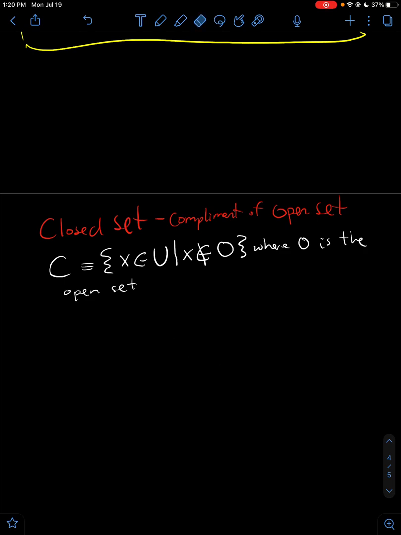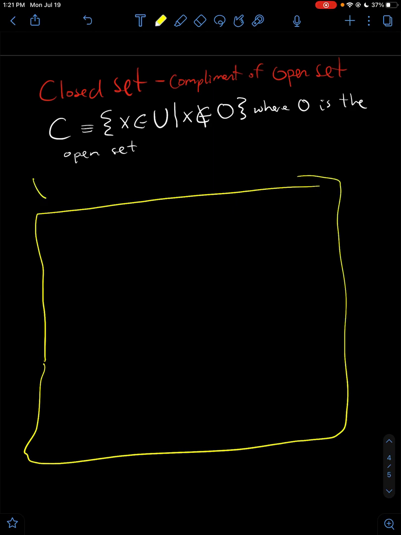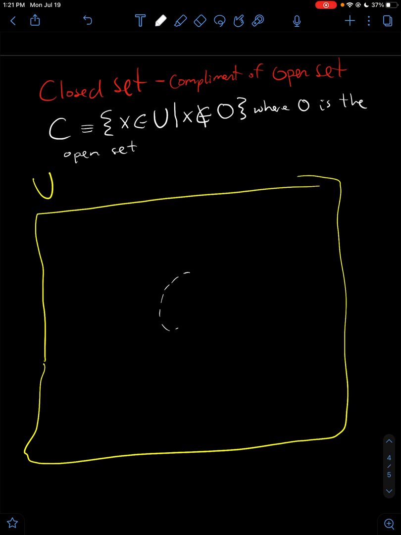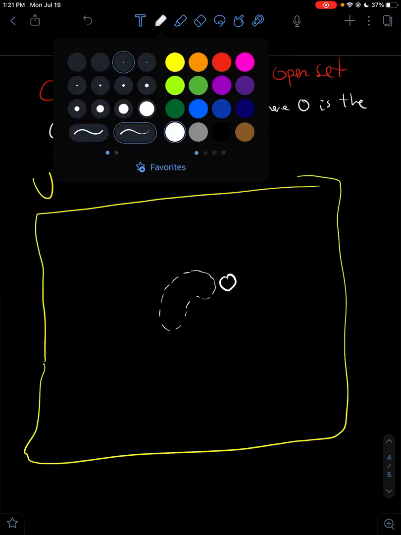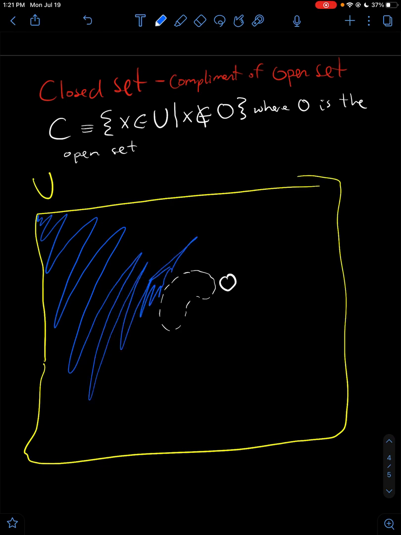so sorry, I should just draw U first. So here's U. It doesn't have to be a rectangle. It could be anything really, but I just like using a rectangle. So U would be the environment, by the way. Let's say I have some open set. We can agree that this set is open, call it open set O, right? Since any point inside has an open ball that's contained in O. Okay. Now the closed set will just be all the points that are in U but are not in O.